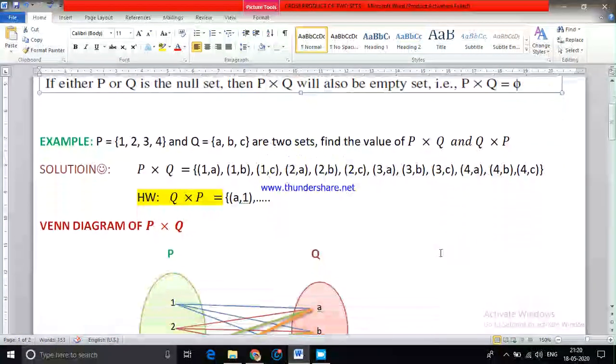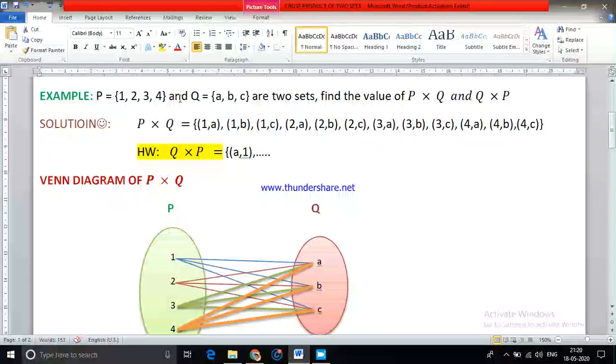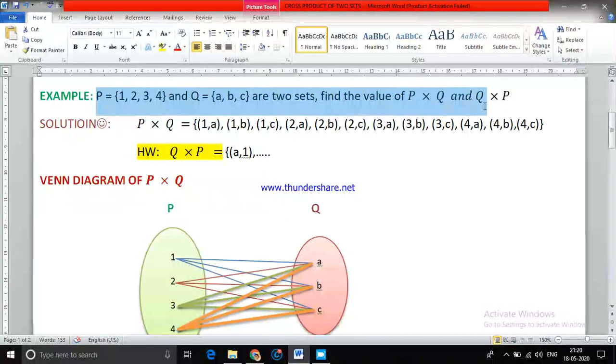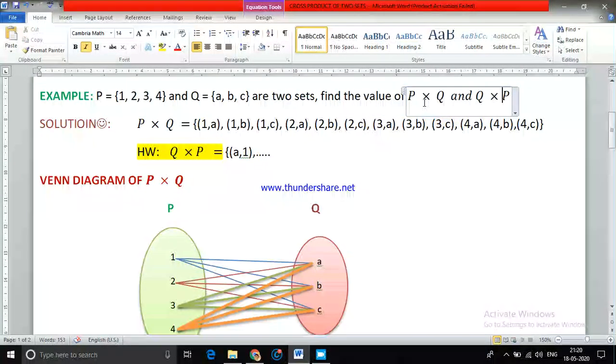Let's take an example. How does it affect us? P is taken as {1, 2, 3, 4}, this is one set, and Q is another set with A, B, C. Find the value of P cross Q and Q cross P. I want to find P cross Q and Q cross P to see whether the elements are the same or different. If different, how are they different? Let's see. Now P cross Q.